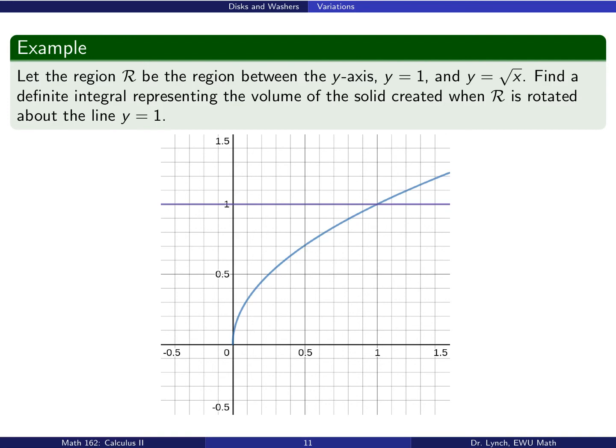Okay, one final example. Let the region R be the region between the y-axis, y equals 1, and y equals the square root of x. In this case, we're going to go ahead and find the volume of the solid created when the region R is rotated around a different line, in this case, around the line y equals 1. So you can imagine that in doing that here, we're going to obtain a disk. However, the center of the disk is not on the x-axis. It's on a line parallel to the x-axis, again, in this case, given by the line y equals 1.